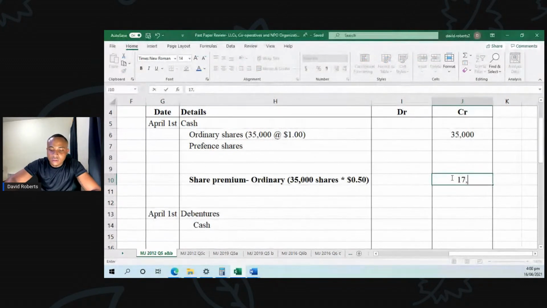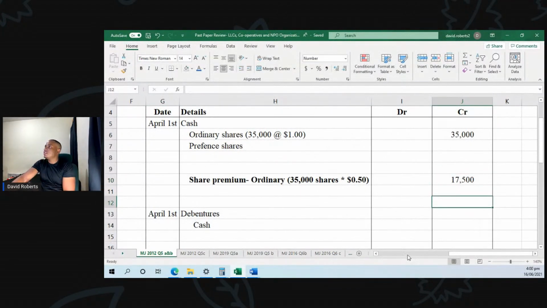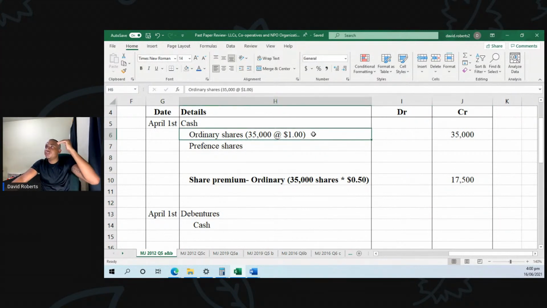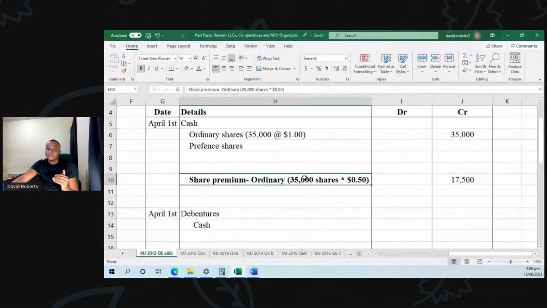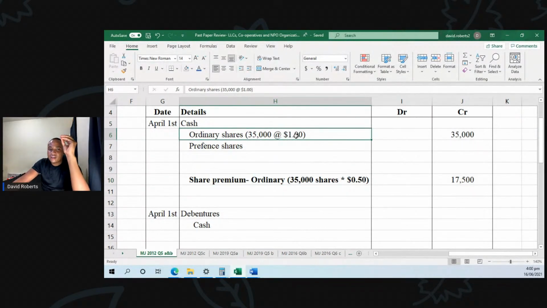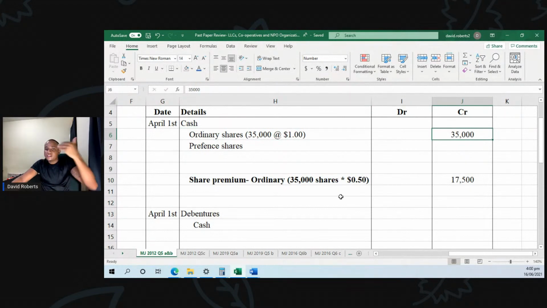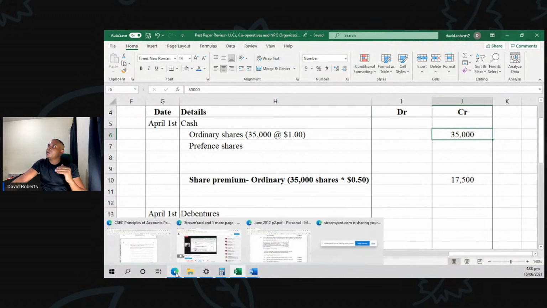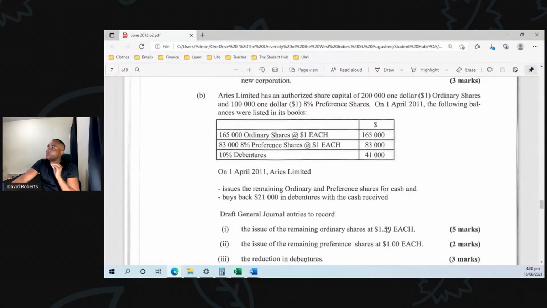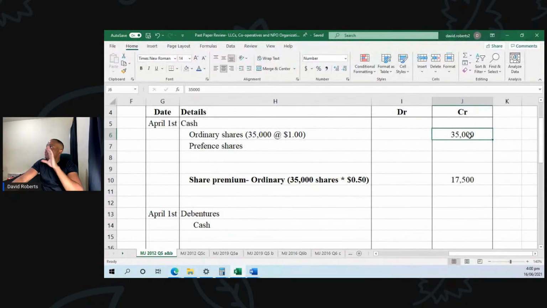So that's 17,500. Right? So that is the share premium. Once you understand the difference between the par value and the share premium, and why we enter the 35,000 at par value, and the difference between the price when the ordinary stock was authorized and the price when it was issued, that is why we have a share premium. So we have 35,000 and 17,500 entered so far. Okay, great.